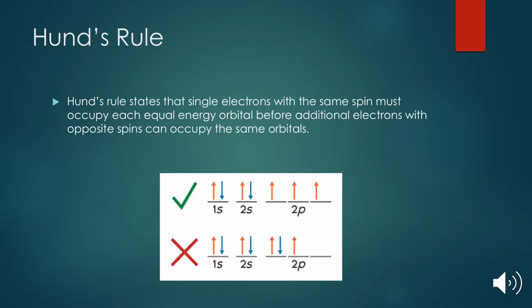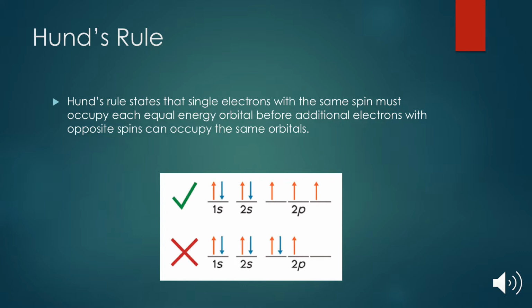So the next rule is going to be Hund's rule, which states that single electrons with the same spin must occupy each equal energy orbital before additional electrons with the opposite spin can occupy the same orbitals. So right here you see a positive. So you're going to fill in the positives first. Positive here, positive, positive, positive, positive. So it has 1, 2, 3, 4, 5, 6, 7 total electrons.